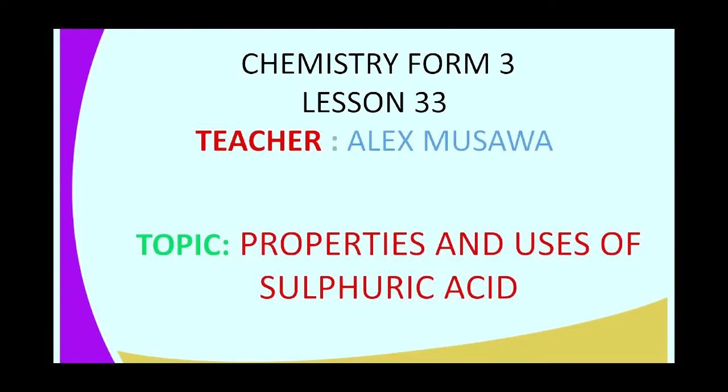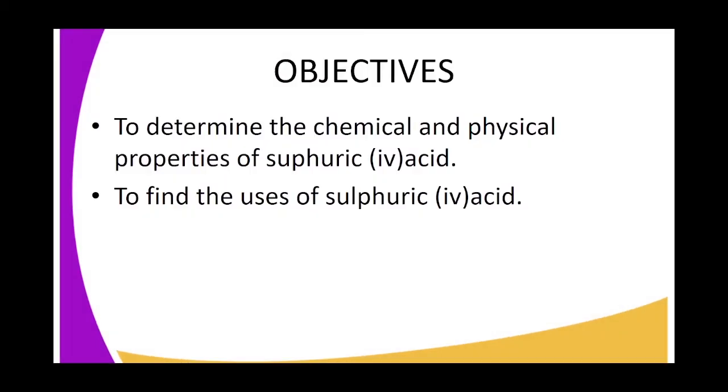I am your tutor, Alex Musawa, and I'll be taking you through Chemistry Form 3, our lesson number 32. Our topic is properties of sulfuric acid and the uses of sulfuric acid. Objectives: number 1, to determine the chemical and physical properties of sulfuric acid. Number 2, to find the uses of sulfuric acid.